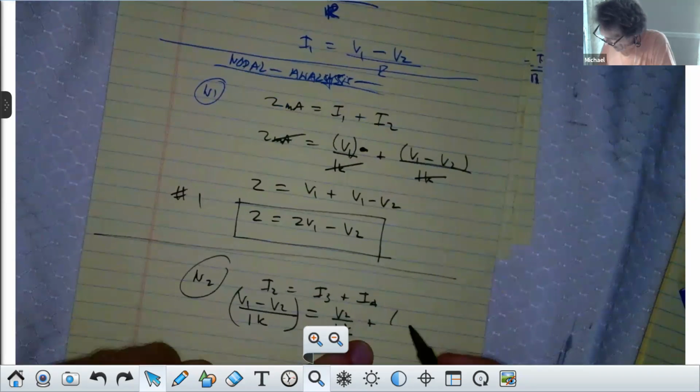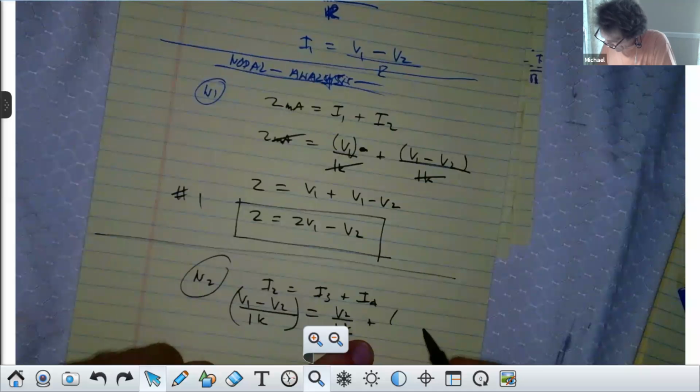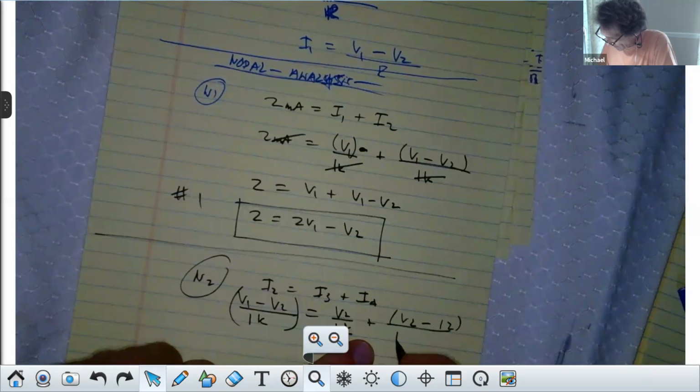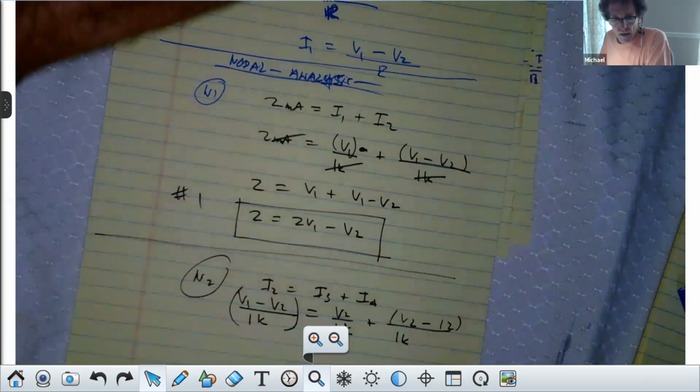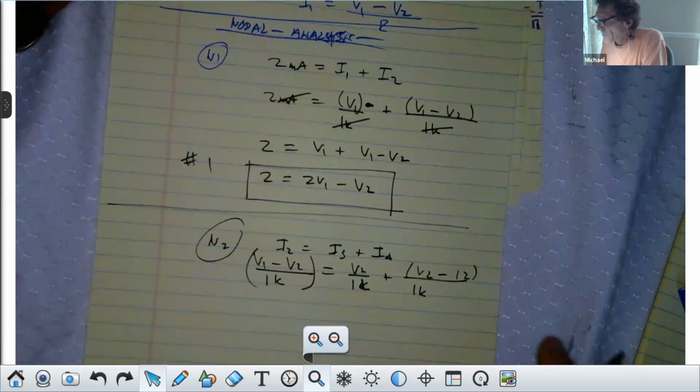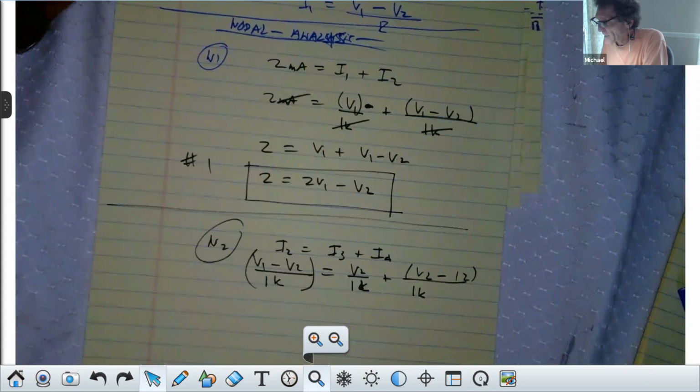Back here, I4 was equal to V2 minus 12, because 12 was the voltage with respect to 0, divided by 1,000, right? Y'all agree that that would be the equation? Now, I want you to make sure you see this before I move on. I only have to make it clear one time and then it becomes easy, but I have to make it absolutely clear the first time.